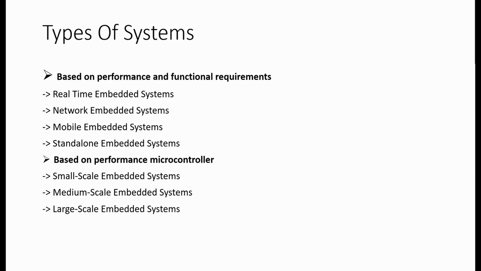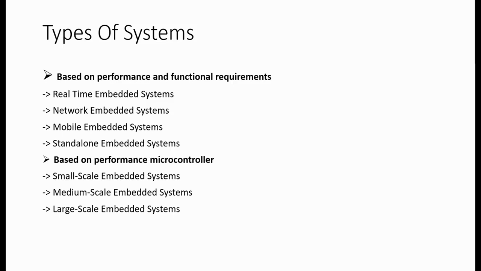Standalone embedded systems. These systems work independently without needing a host system. Examples: washing machine, digital camera. Coming to those based on microcontroller performance, there are three types. Small scale embedded systems use 8-bit or 16-bit microcontrollers, with low memory and processing power. Examples: TV remote control and electronic toys.